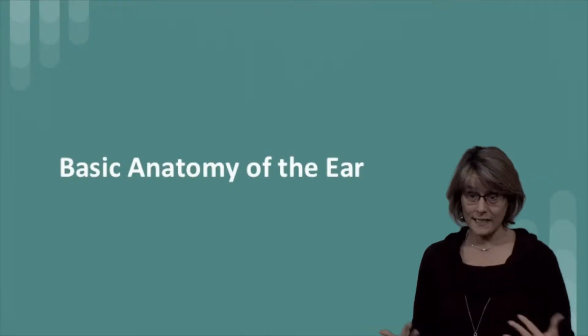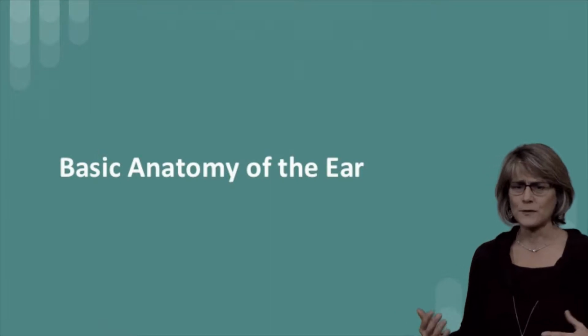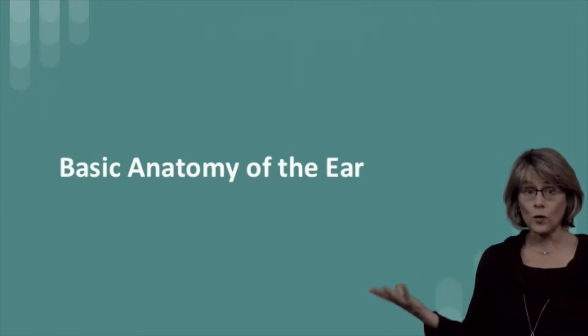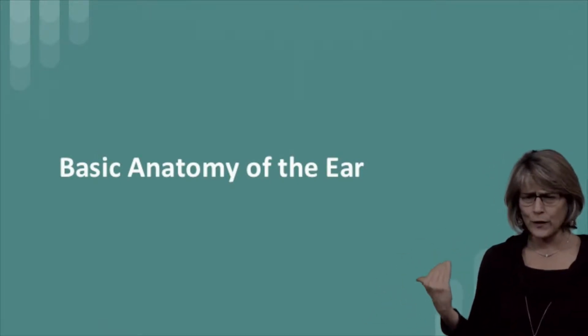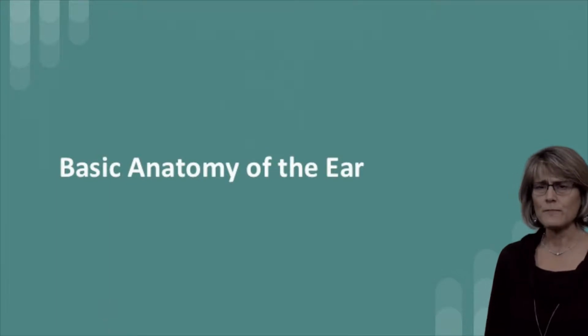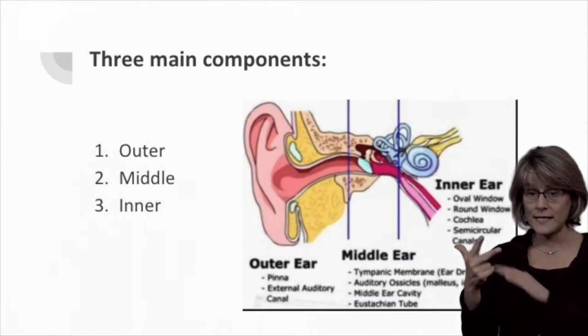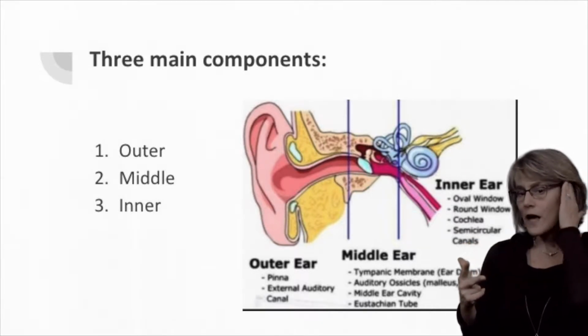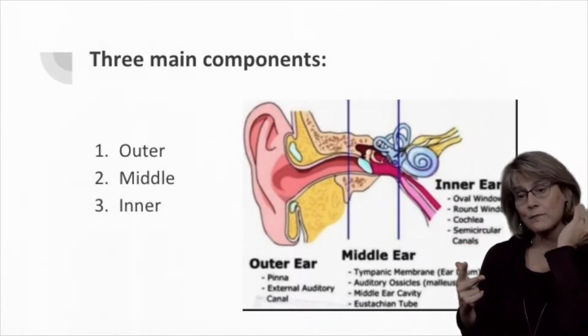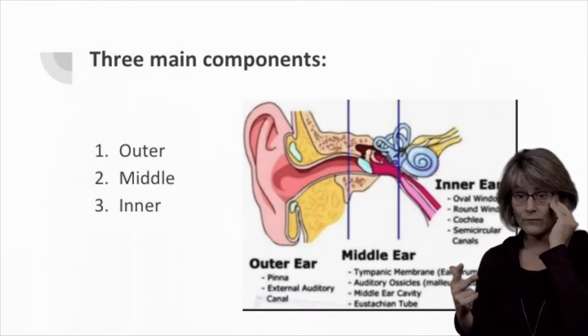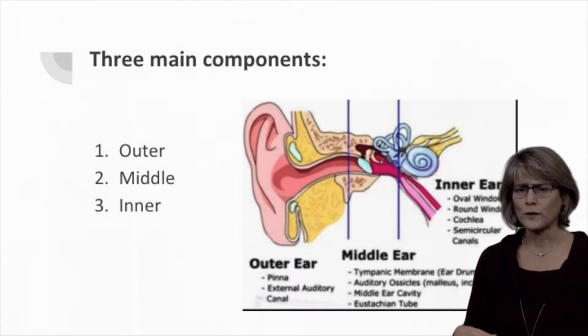To understand hearing loss and the impact of hearing loss, we first need to know what is normal hearing and how the ear works. So we'll go into the basic anatomy of the ear. We have three main components. The outer ear, which consists of the part of the ear that's on the head, plus the ear canal, otherwise known as the external auditory meatus.